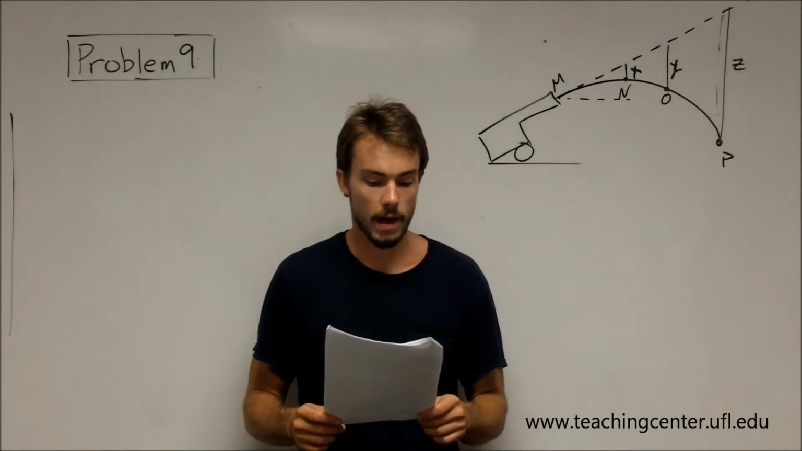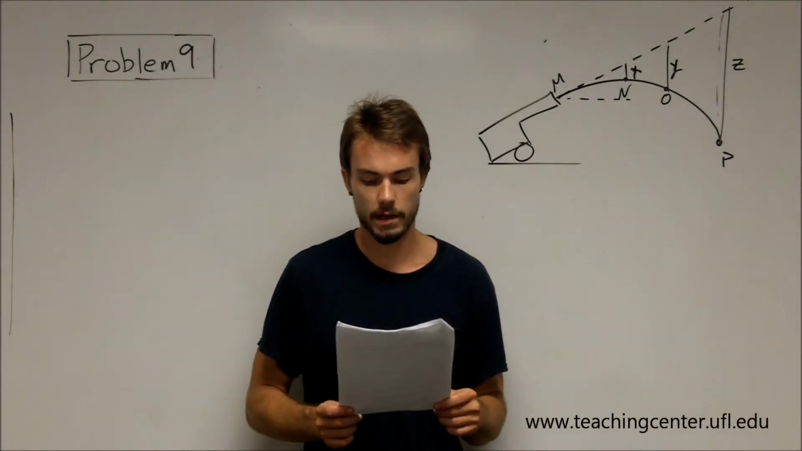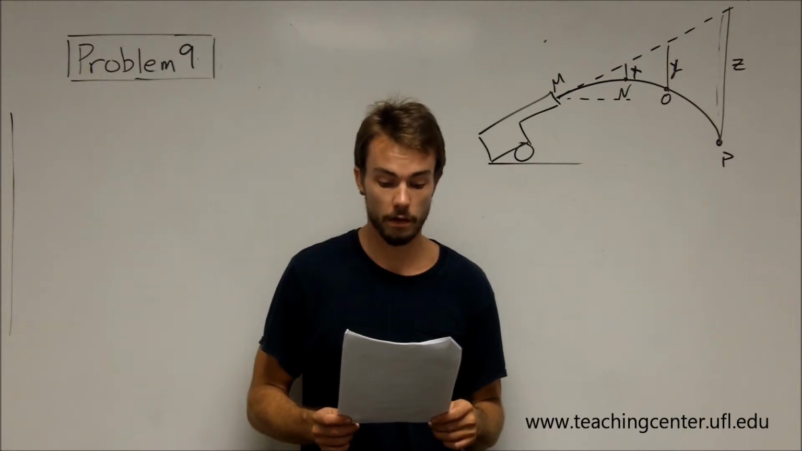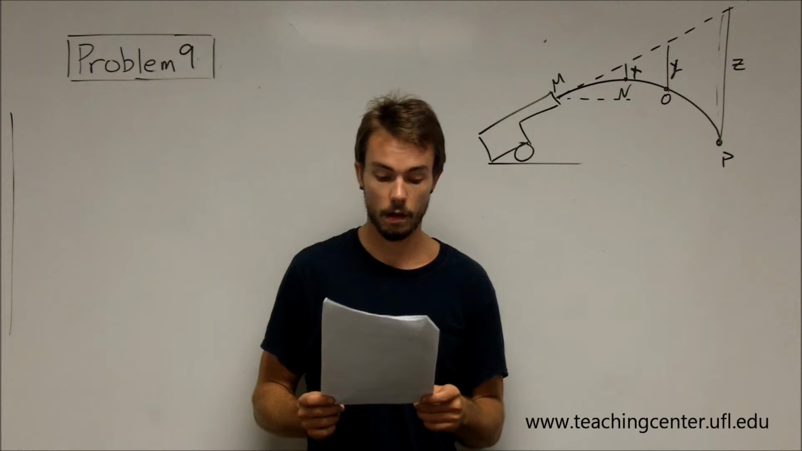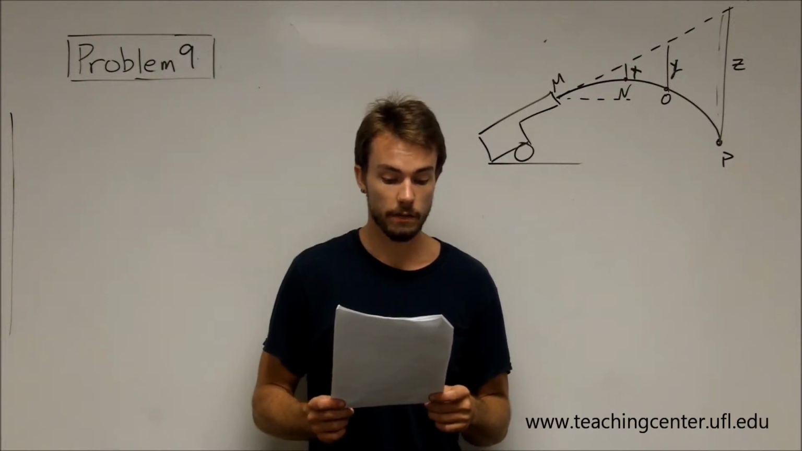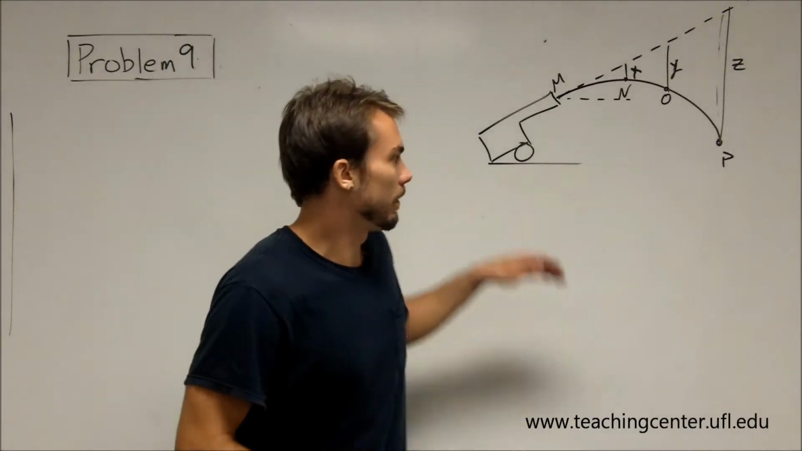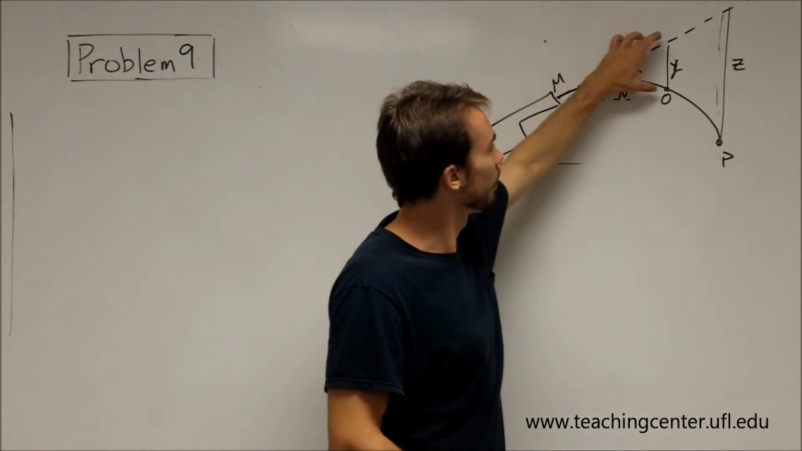Problem 9 states a cannon fires a projectile as shown. The dashed line shows the trajectory in the absence of gravity. Points M, N, O, and P correspond to 1 second intervals. Using g equals 10 meters per second squared, the lengths X, Y, and Z are. So, drawing it out here, these are the lengths we're looking for, X, Y, and Z.